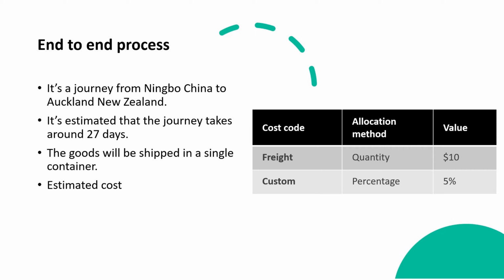I have two codes. The first one is freight, where the freight cost will be calculated on a quantity basis, where each piece or each unit will cost $10. And the custom code will be calculated on a percentage basis, equal to 5% of the entire line amount.